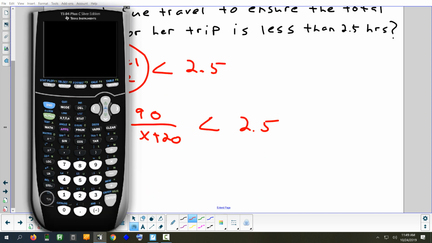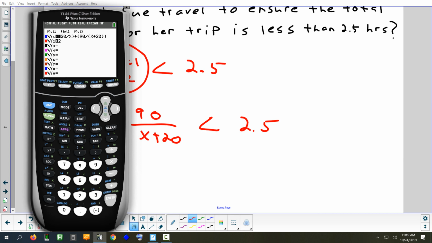So hopefully I still have that typed in. Yep. And I'm going to put a line at 2.5. So there's my trip time. Okay, we're going to see the horizontal at 2.5. What am I going to do now? Find where they intersect.